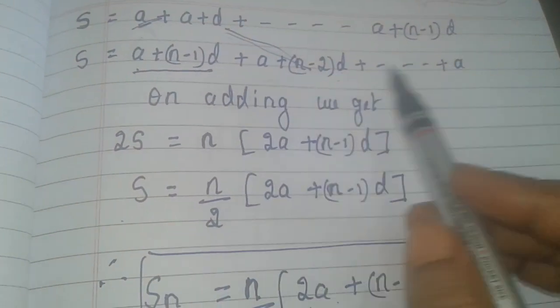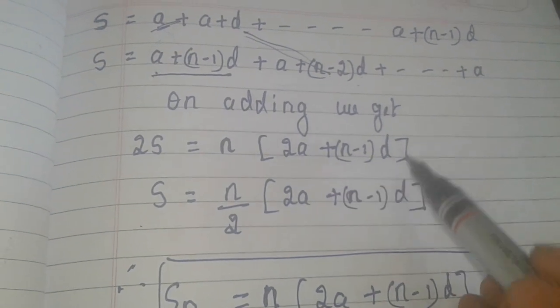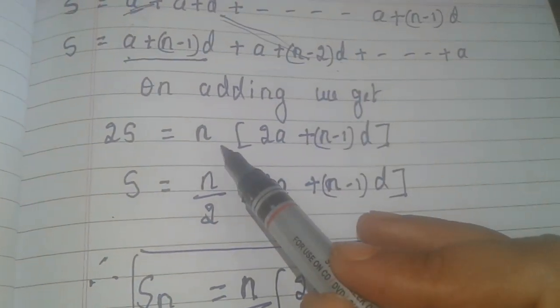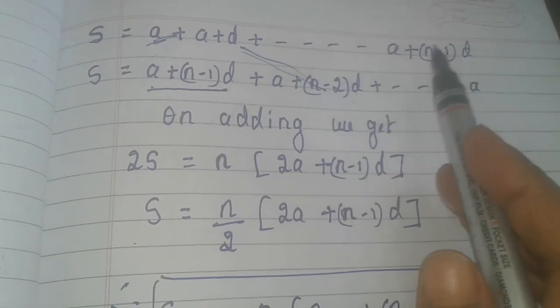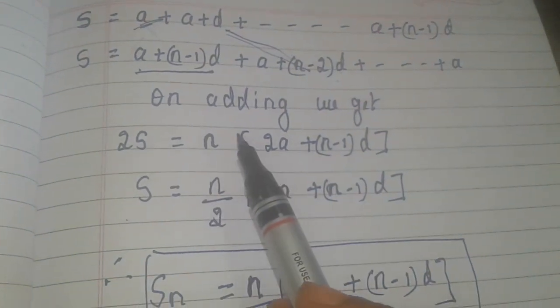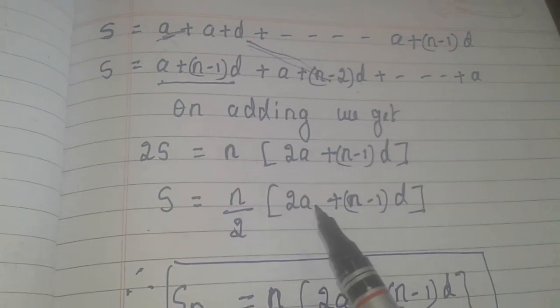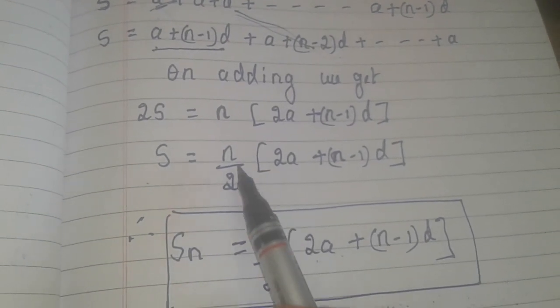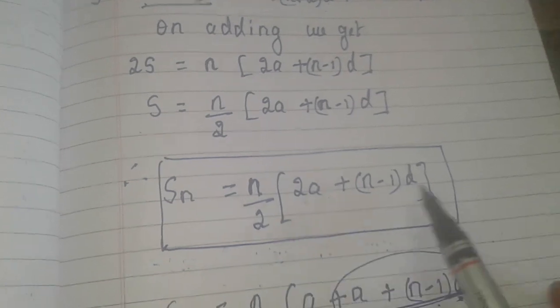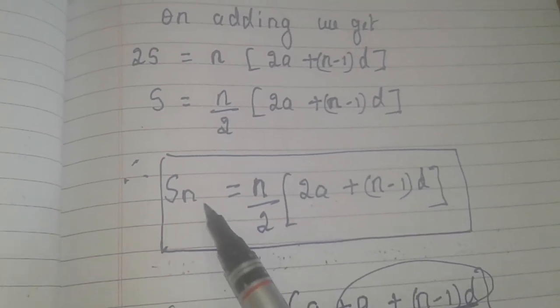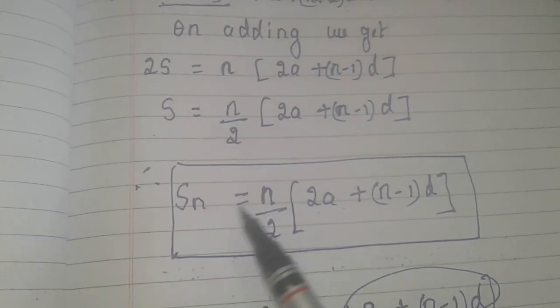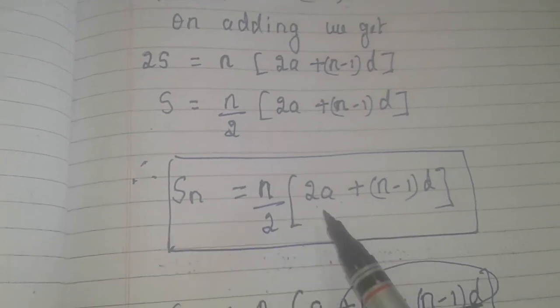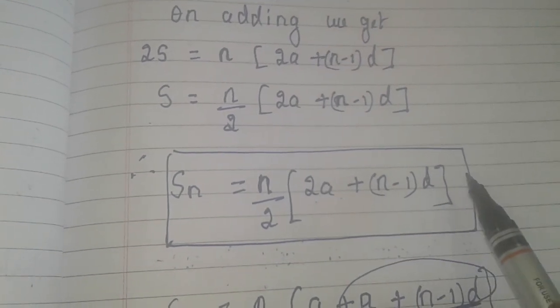So how many times did we get 2a plus n minus 1 into d? N times. Yes, why? Because we have taken n terms. So we got 2S equals n into 2a plus n minus 1 into d. Bring 2 to the RHS, it becomes n by 2. So at last, the formula for the sum of n terms is Sn equals n by 2 into 2a plus n minus 1 into d.